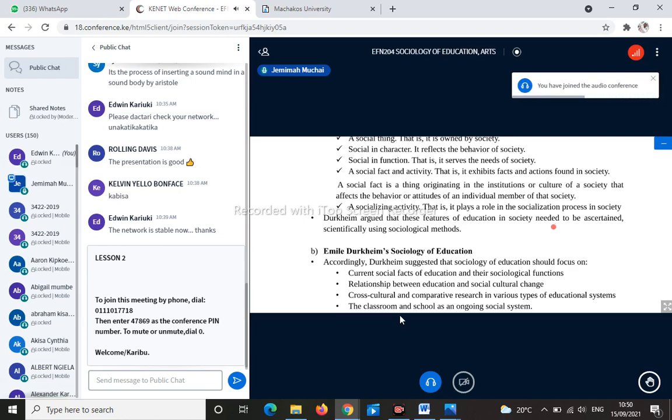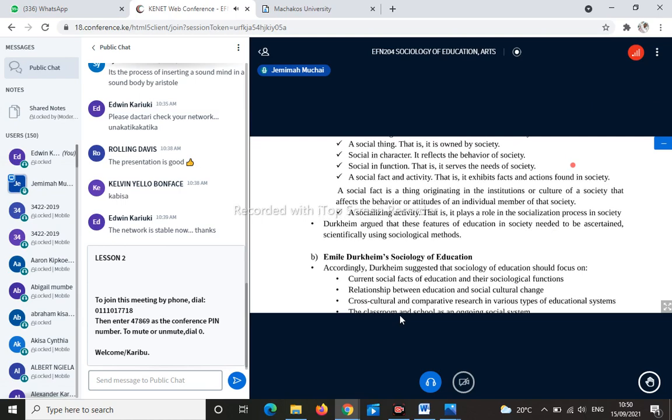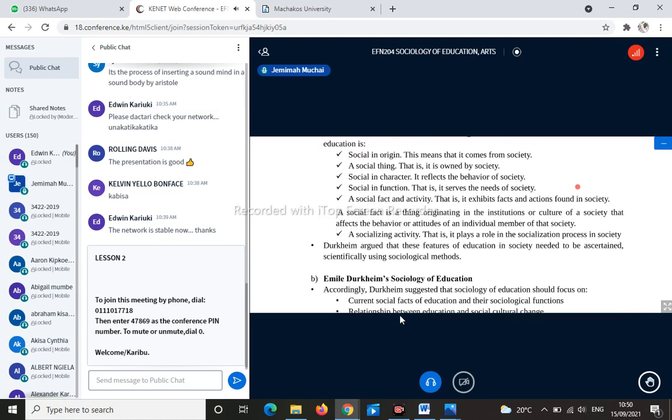These features need to be ascertained scientifically using sociological methods. That means you can study these features. You can go to a school and look at whether these features of education are reflected in whatever happens in that school. Last week we talked about research. When you are doing research, you are ascertaining something that is going on, and you come up with the facts of what is going on in the society.